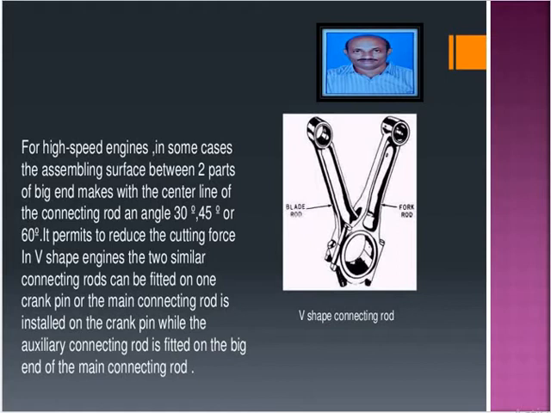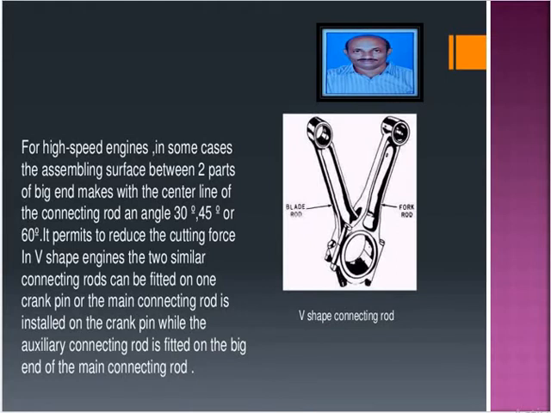For high speed engines, in some cases the assembling surface between the two parts, big end and small end, makes an angle with the center line of the connecting rod, at 30, 45 or 60 degrees. We can connect the rod at these angles, so that it will permit the cutting force.